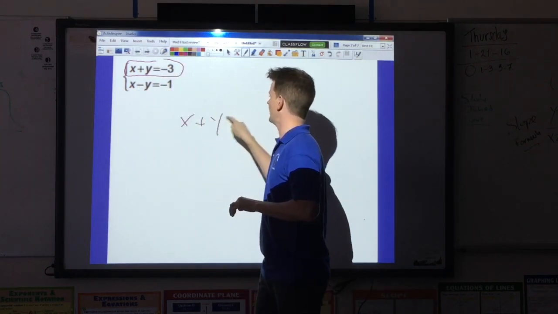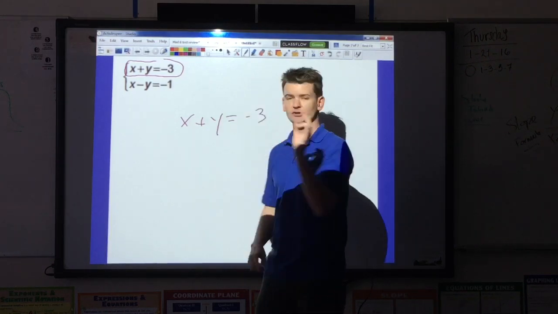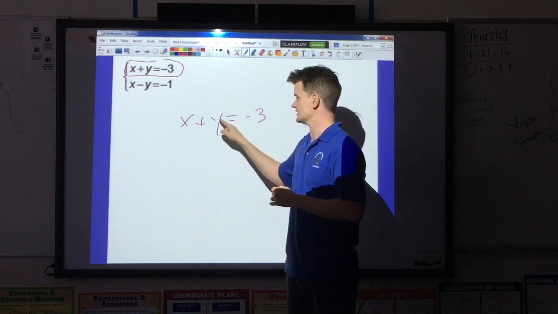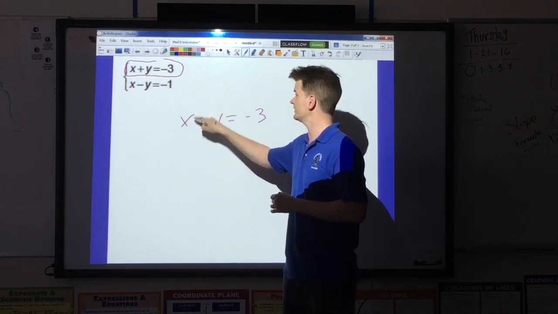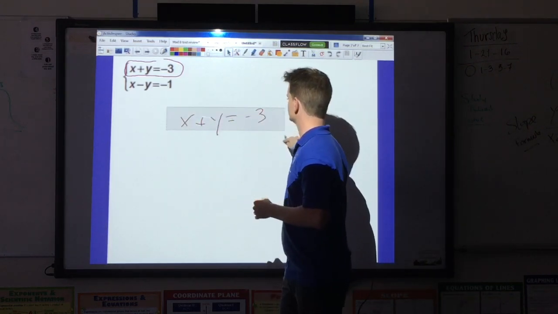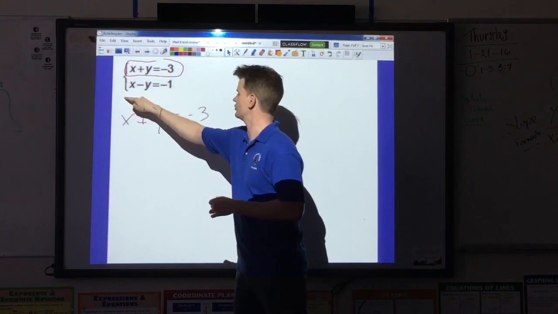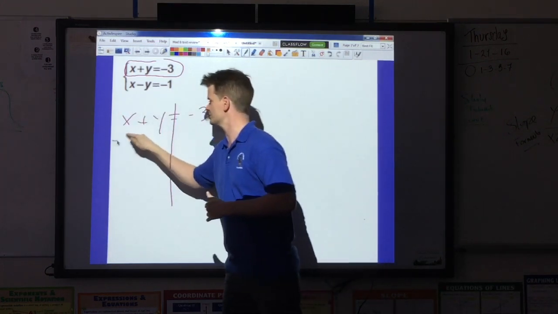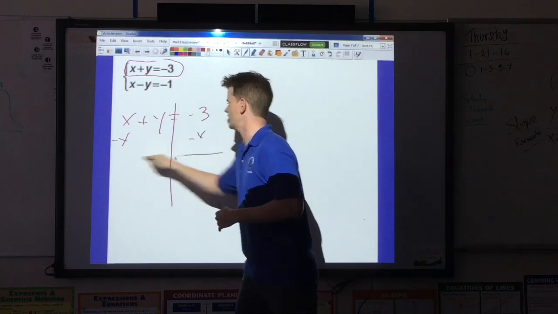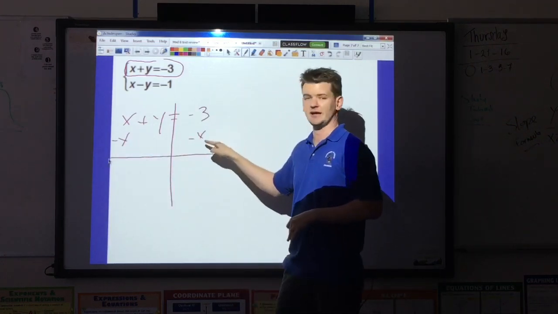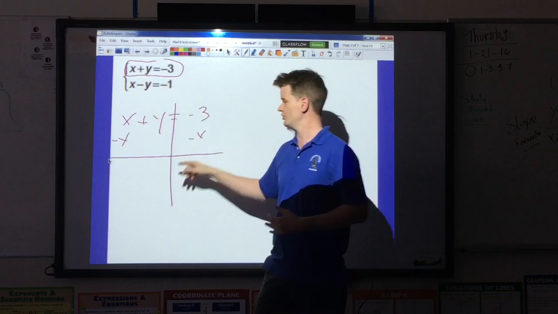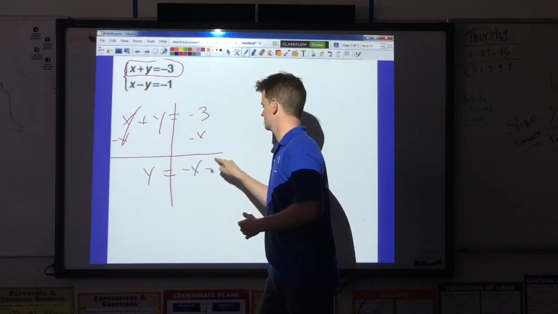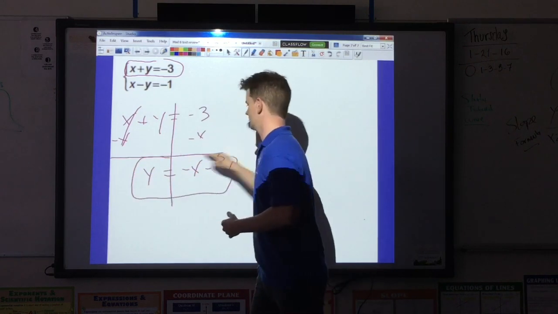I have x plus y equals negative 3. You first have to decide which variable do you want to isolate. I'm going to choose to isolate the y, which means I need to get rid of this x from the left side of the equation. In order to do that, draw my line, use inverse operations, I subtract x from both sides. I am not subtracting x from negative 3. They are unlike terms. I simply cancel and I rewrite negative x minus 3.